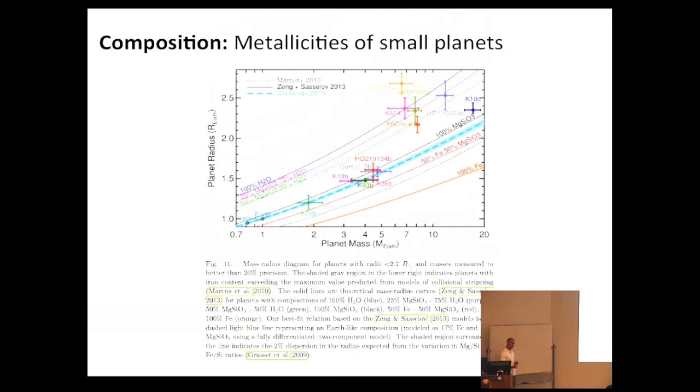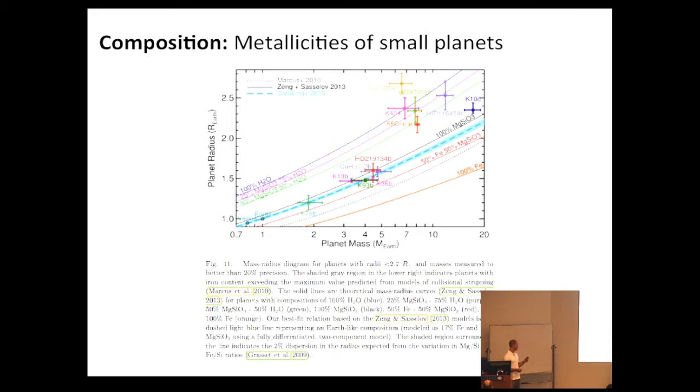And the reason I'm not talking about this for giant planets is because when a planet becomes big enough, we know it has to be a big ball of hydrogen and helium gas. There's no way around that. But for smaller planets, we can measure the density from measurements of the mass and radius, but this does not uniquely determine the interior structure and bulk composition of the planet.